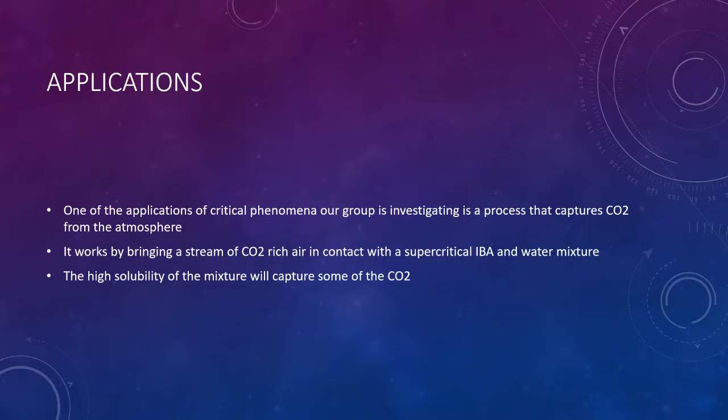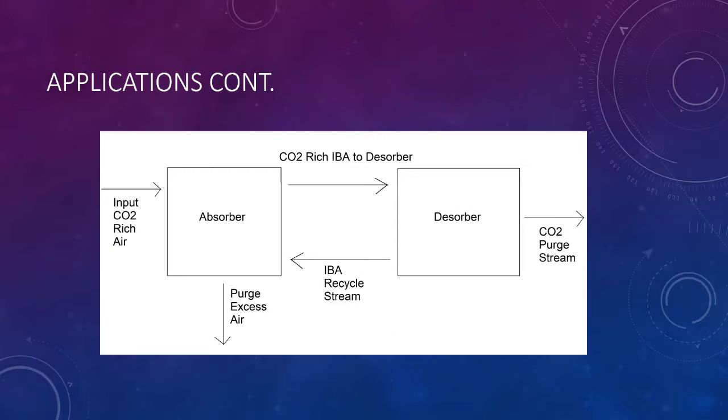The main application of critical phenomena that our group is investigating is a process that captures carbon dioxide from the atmosphere. It uses the enhanced solubility of supercritical mixtures to do this. A flowchart is shown here. CO2-rich air is input into the absorber, and excess air is purged through the bottom. And there is a supercritical mixture of isobutyric acid and water inside the absorber. Because of its high solubility, it can absorb some of the CO2.